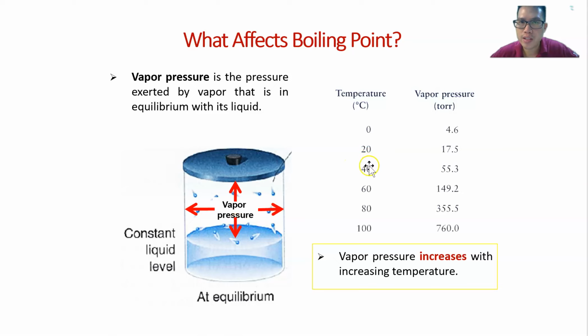As the temperature increases, you can see from here that it gets higher and higher. Boiling is at 100 degrees Celsius at our atmospheric pressure, 1 atm.